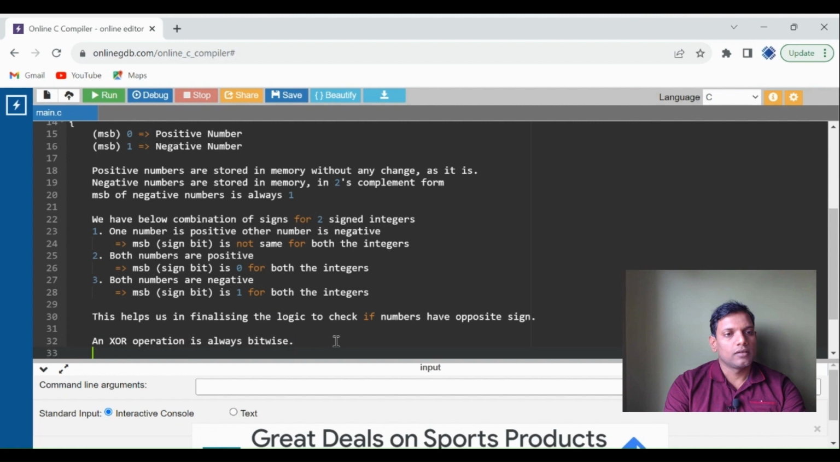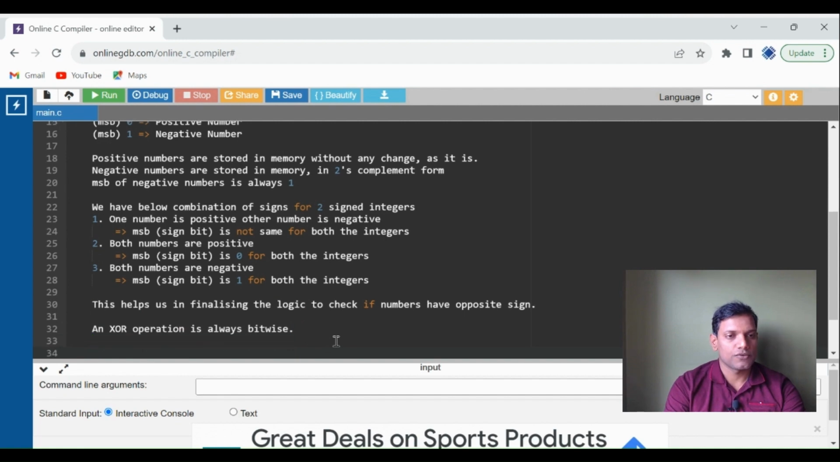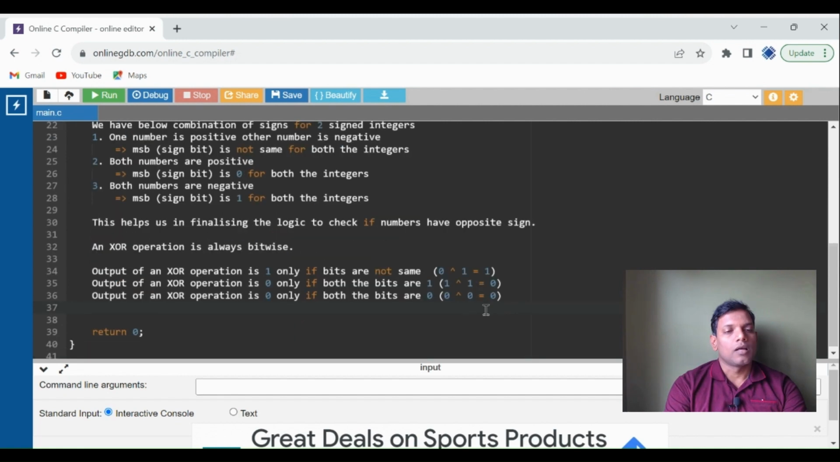I hope everyone is aware of the XOR operation, and it is always bitwise. The output of XOR operation is 1 only if the bits are not the same. For example, 0 XOR 1 is equal to 1, or 1 XOR 0 is equal to 1. Whereas the output of XOR operation is always 0 if both the bits are the same, either 1 or 0. So 1 XOR 1 is 0, 0 XOR 0 is 0.